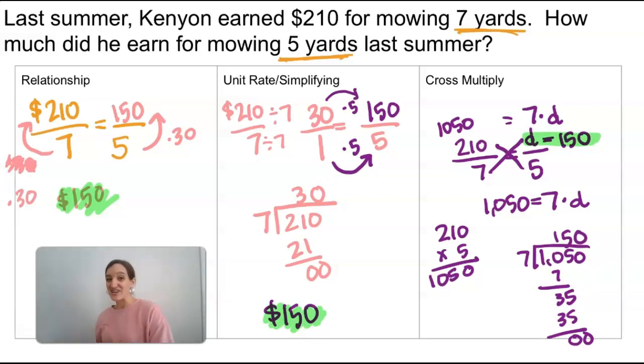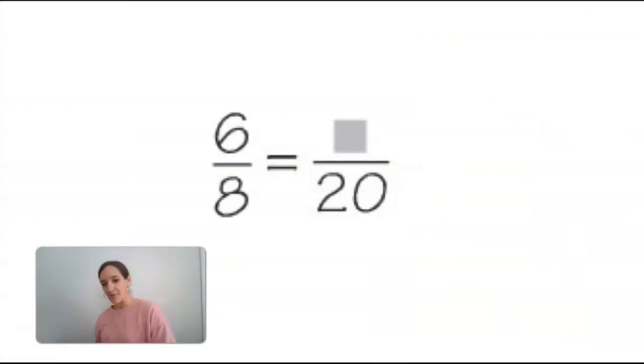Okay, I'm going to give you a chance to try that right now. So, whoa, guys, I keep losing my slides. There we go. All right, figure this one out on your whiteboard. I don't care if you try to find a relationship, if you simplify and then look for that relationship, or if you just go straight with cross multiplying. What's the answer though?